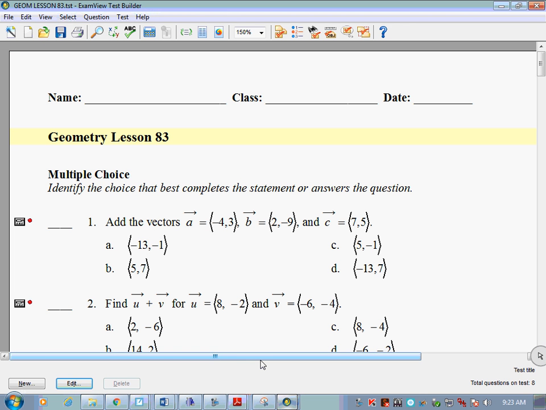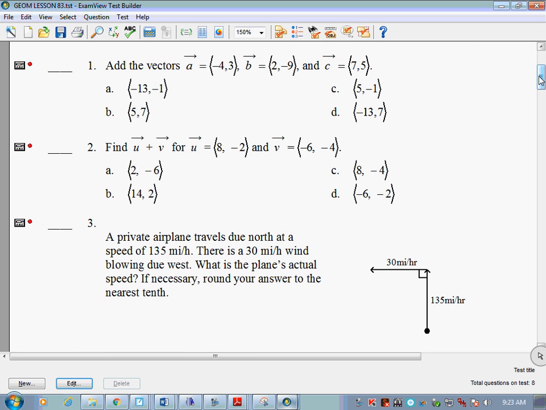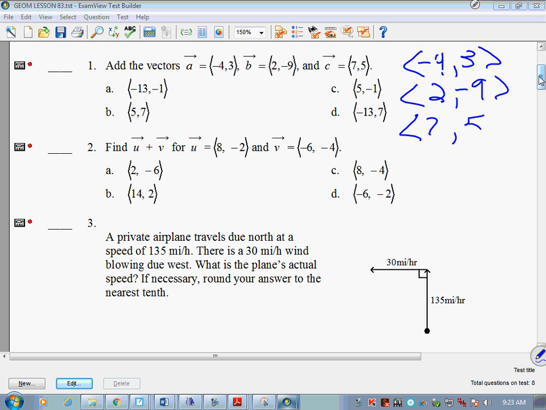All right, here we want to add, and they're not telling me how to add these vectors, so I would say whenever and however possible, use the head-to-tail method. So I'll do this first one. You guys can do the second one on your own. But there we go. -4, 3. Okay. 2, -9, and 7, 5.